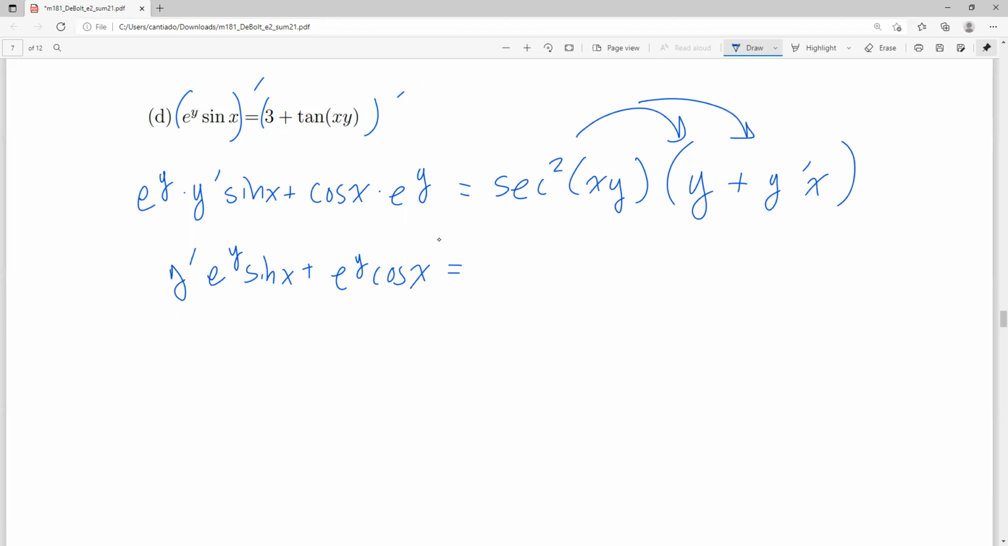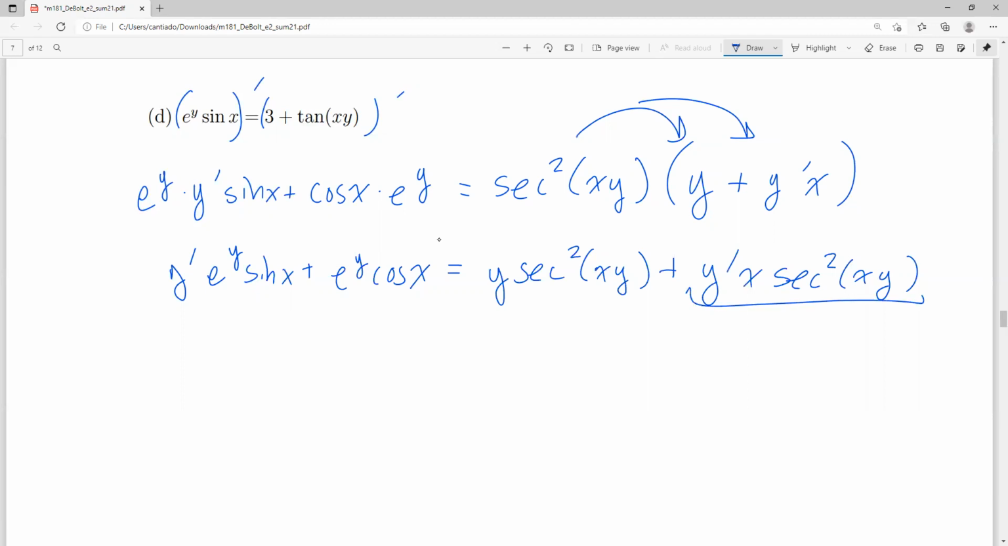So what do we have? We have y secant squared of xy plus y prime x secant squared xy. Right? The reason why I did that is now I have individual terms and I can figure out which ones have y prime, which is right here, and put them on one side and put the rest to the other. Right? So let's go ahead and do that.